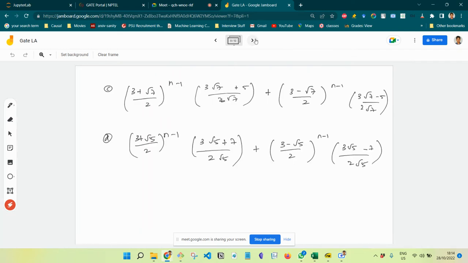Now, let's see. I am going to the next slide. So, here you have two other options. Can you do this exercise for option C and let me know if it evaluates to 3? Yes, sir. Option C evaluates to 3. Right? And option D.